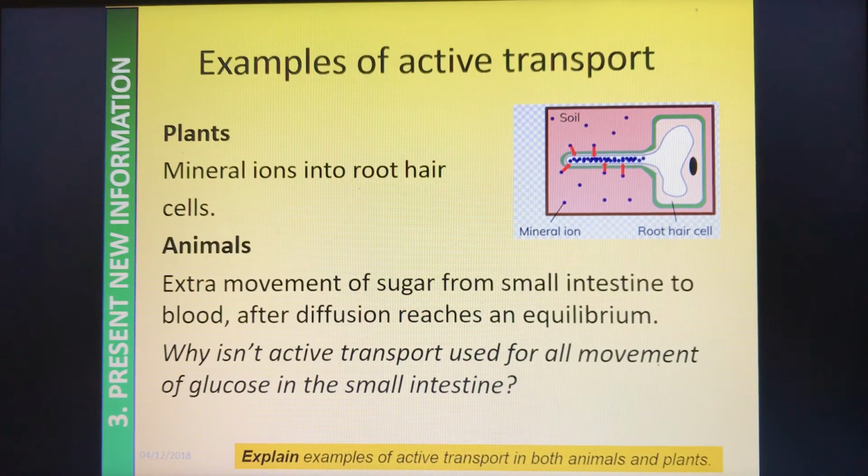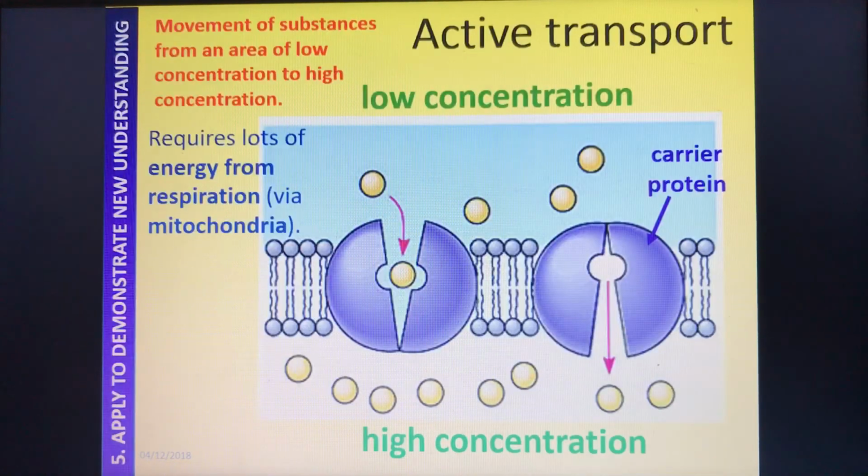Diffusion doesn't. Diffusion is a passive process. Active transport is an active process requiring energy. So it starts off, the sugar moves into the blood through the small intestine by diffusion. When they reach equilibrium, active transport takes over to move that extra glucose into the blood.